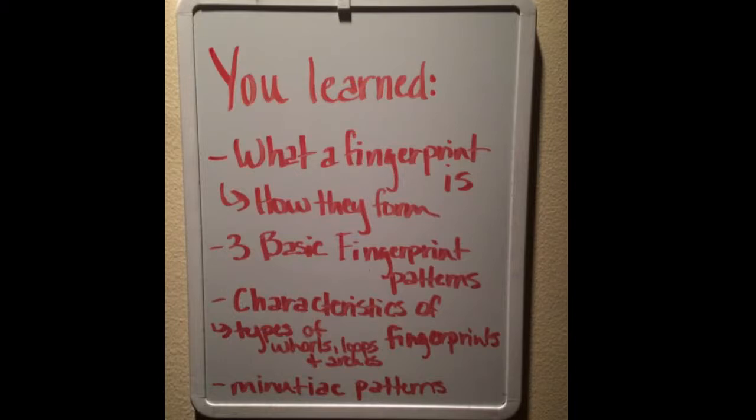Let's recap. In this video, you learned that a fingerprint is an imprint, that they form because the middle basal layer grows faster than the layers above and below it, that the three basic fingerprint patterns are arch, loop, and whorl, the characteristics of fingerprints, that there are types of whorls, loops, and arches, and that there are 10 minutia patterns.